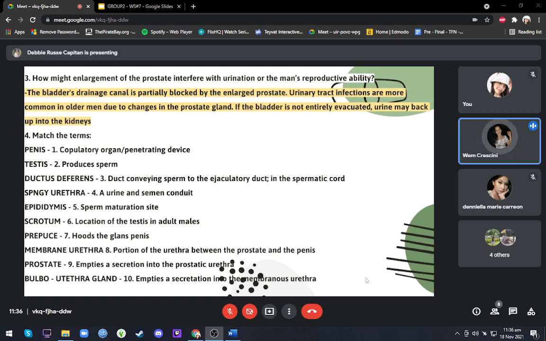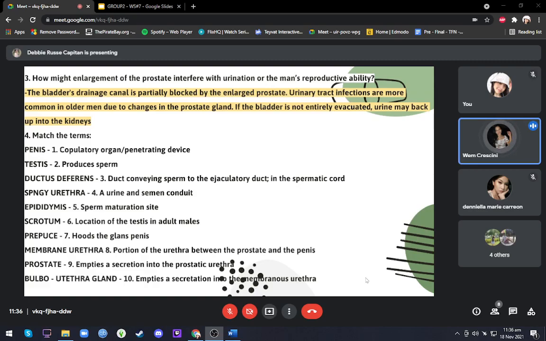So number three, how might enlargement of the prostate interfere with urination or the man's reproductive ability? So our answer is the bladder's drainage canal is partially blocked by an enlarged prostate. Urinary tract infections are more common in older men due to changes in the prostate gland. If the bladder is not entirely evacuated, urine may back up into the kidneys.